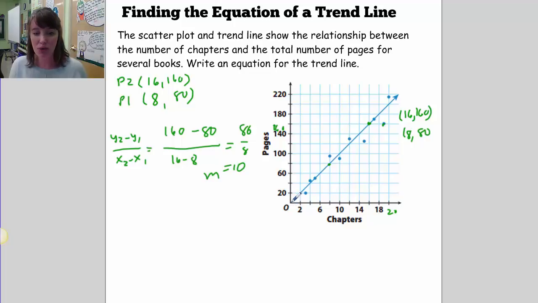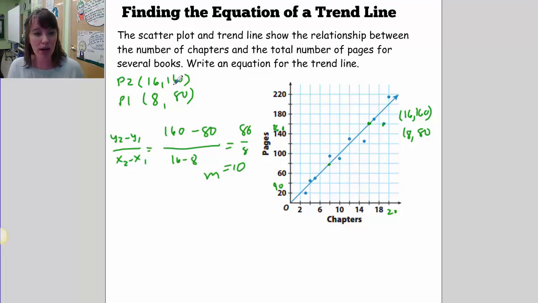Remember, this looks like it's going through the origin, but let's just make sure, because it doesn't necessarily have to go through the origin. Your y-intercept might be 1, and you wouldn't be able to tell the difference because that's so close, right? The intervals here are 20, increasing by 20, so you wouldn't be able to tell the difference between the origin and a y-intercept of 1.